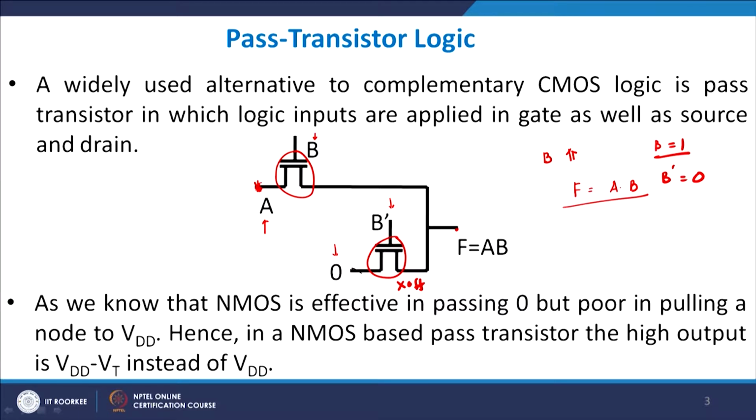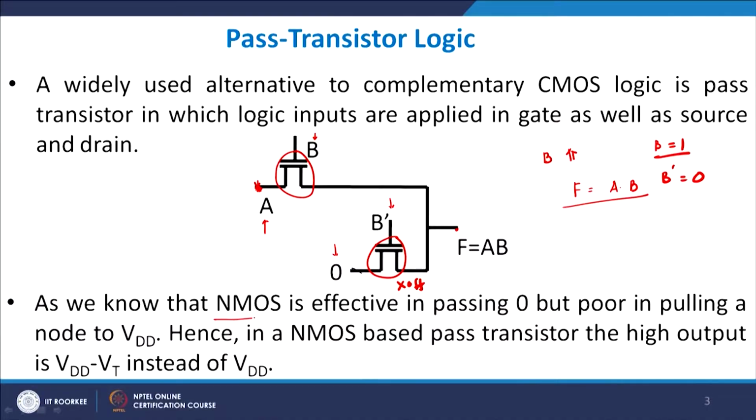If you remember from the previous module, the question we asked was why NMOS is a very good pull down network candidate, whereas PMOS is a very good pull up candidate. We discussed that NMOS allows a very good passage of 0, whereas PMOS allows a very good passage of 1. So, NMOS is very good at passing 0, but poor at passing VDD. Hence, in an NMOS based pass transistor, the high output is VDD minus VT instead of VDD. That is what I was saying, that if you have a high input in a pass transistor logic, the output will appear as VDD minus VT.